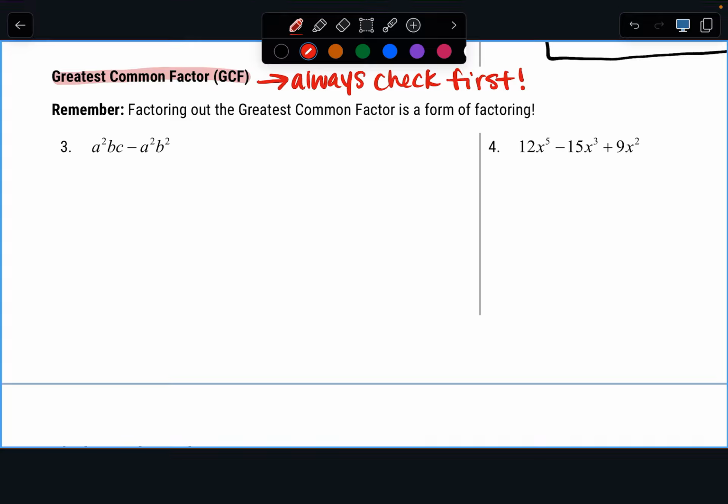So the first thing you want to do is see, do they have any numbers in common? If I'm looking at example 3, I don't have any numbers in the very front of my terms. So I jump to the A term. One thing I'm going to make a little note of: you always pull out the smallest exponent.